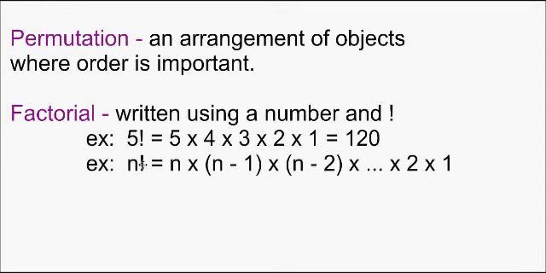And you multiply all of those numbers together. Then here, you see n exclamation point, so n factorial. That's a more general definition. So n is any number, and this is showing the counting down all the way to 1.